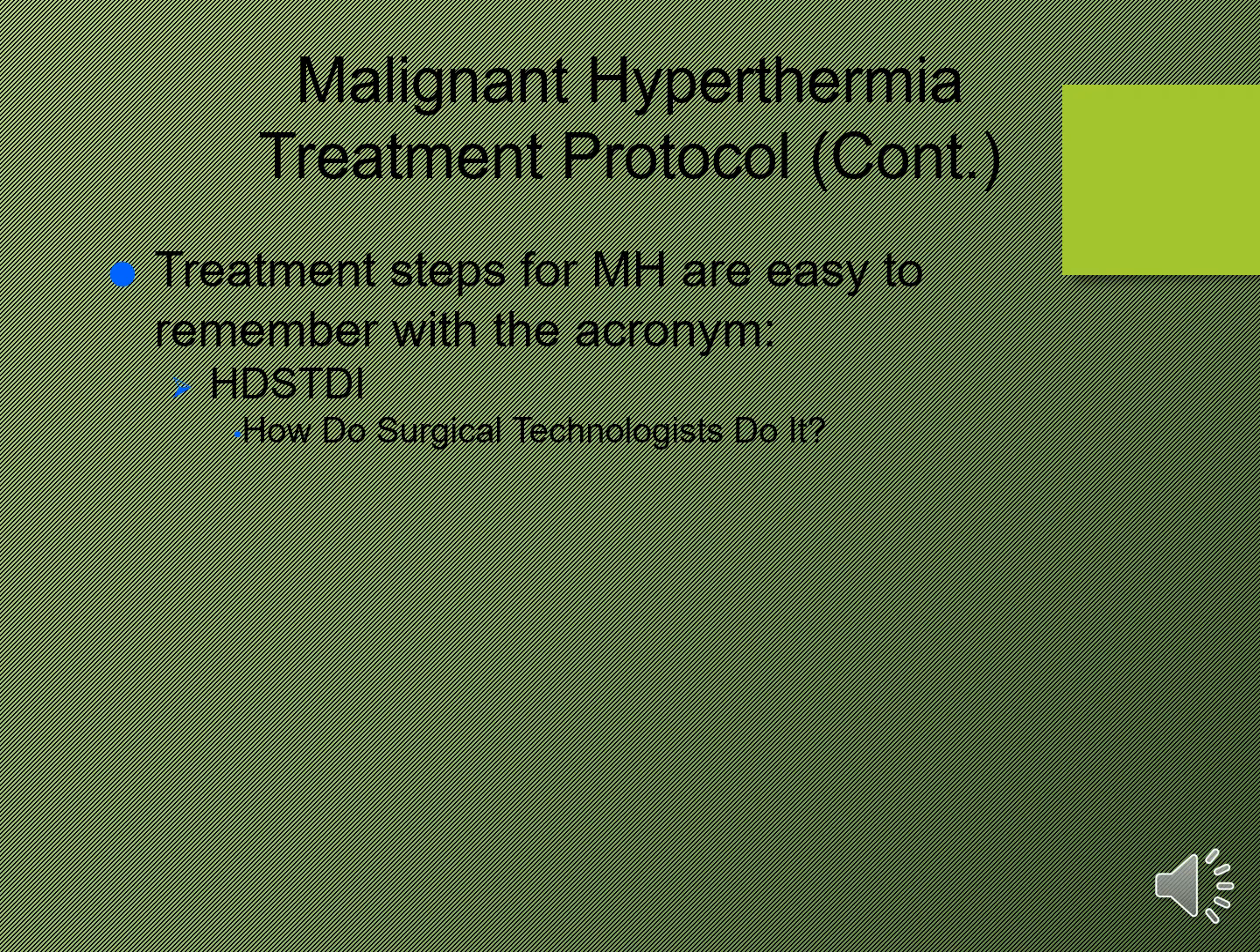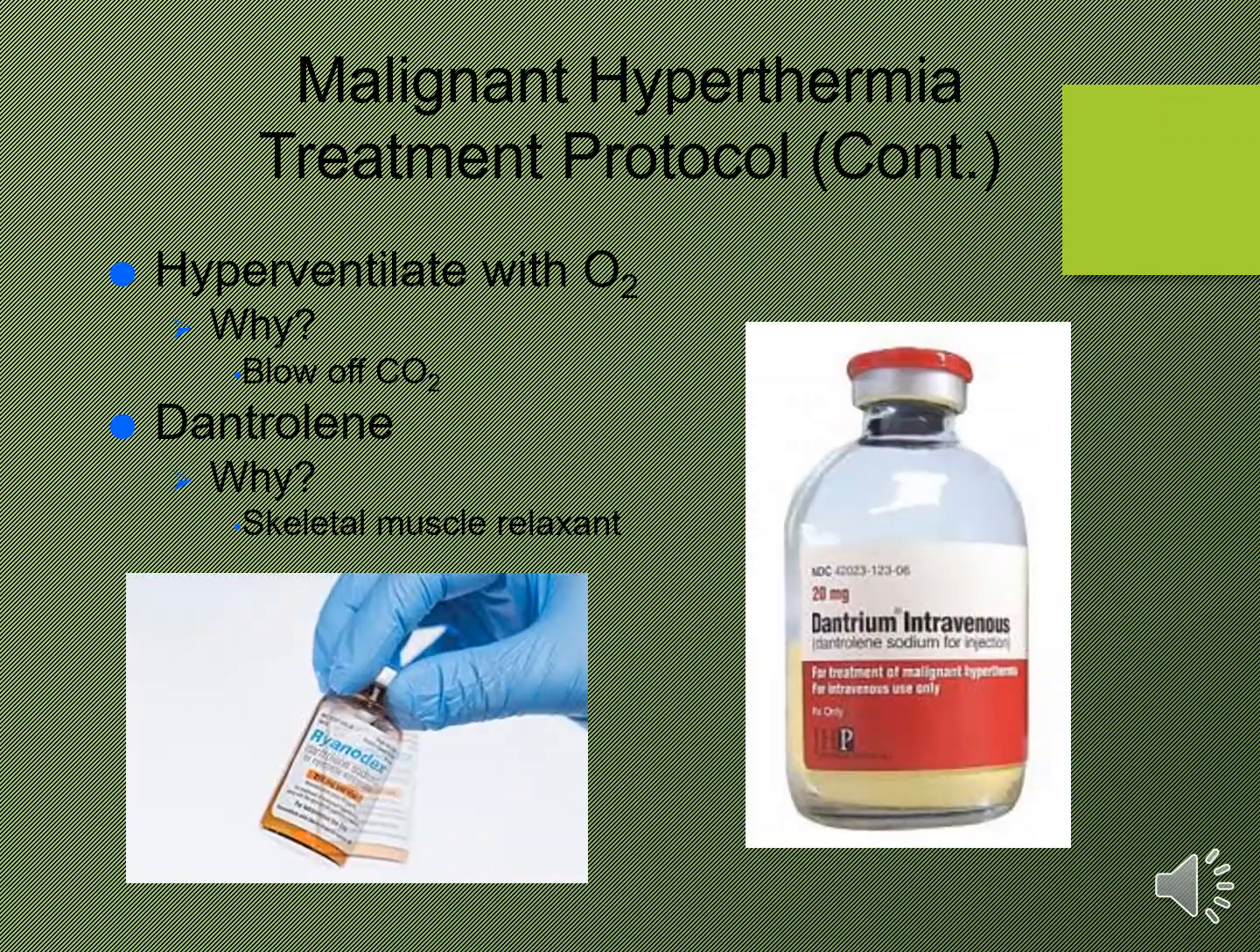The treatment steps for MH are going to be really easy to remember if you use this acronym. So think of this sentence: how do surgical technologists do it? We're going to talk about each step, but the H stands for hyperventilate, D, dantrolene, S, sodium bicarbonate, T, temperature management, D, diuretics, and I, insulin. So the first step is going to be to hyperventilate the patient with 100% oxygen. This is going to help eliminate excess carbon dioxide in the blood.